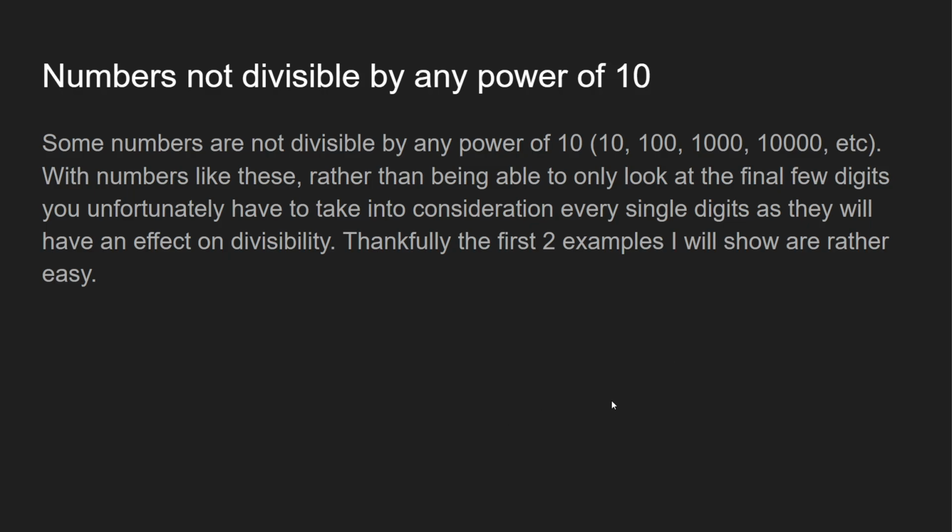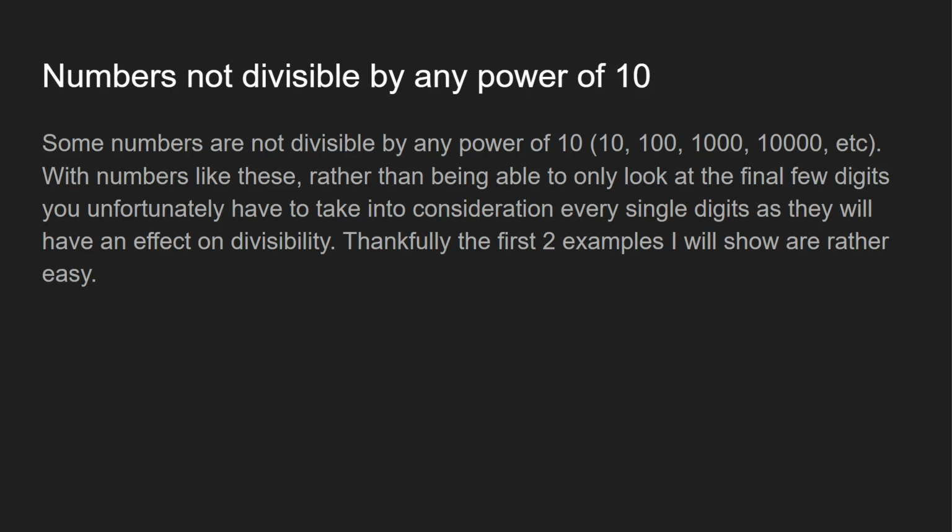So that's it for all of the numbers that are divisible by a power of 10. That was the easy stuff. So now we're getting into the numbers that are not divisible by any power of 10. This is new stuff, okay? We're getting into new territory here with new interesting methods that weren't even really discussed in any of the videos I watched, and I kind of came up with them myself.